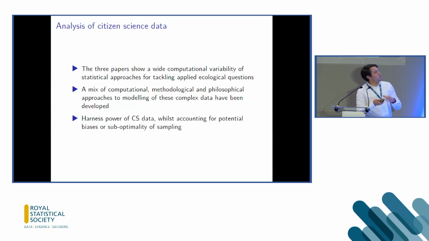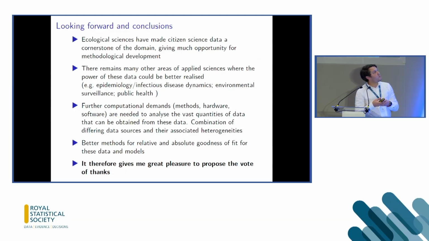So in conclusion, we've had three very wide, broad papers on various different aspects of statistical approaches of analyzing citizen science data, and that's shown a mix of computational, methodological, and philosophically different approaches to modeling these complex data. We can really harness the power of these data whilst accounting for potential biases or suboptimality of the sampling, either through supporting more robust data or through careful choice of the inferential framework that we use.